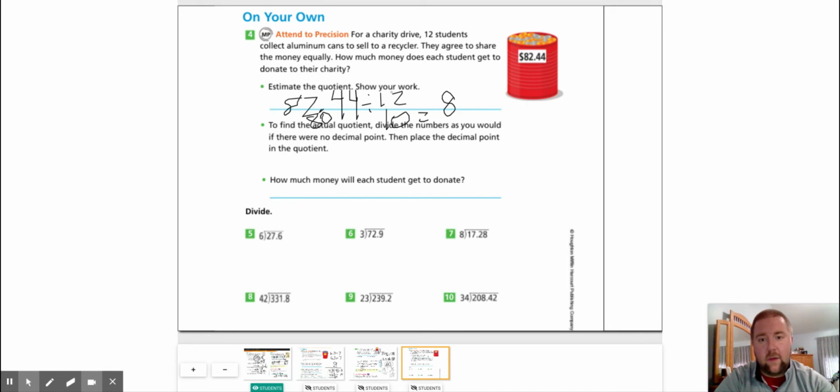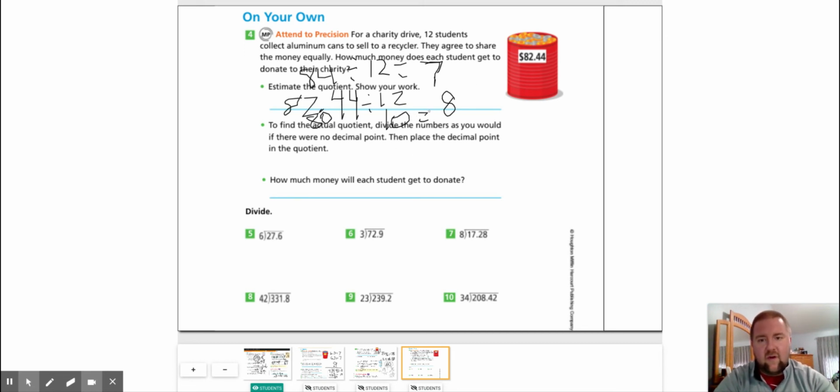Some of you might be able to leave this 12 alone because you know your 12's facts really well. And you might have said, okay, well, I know that 12 can go into 84. And so maybe you changed this number to 84 and you did 84 divided by 12. Well, that gives you 7, right? So the estimates are still really close. As long as you're rounding a little bit, that is totally fine. But I prefer to make it a 10 just because that's a lot cleaner and a lot easier.